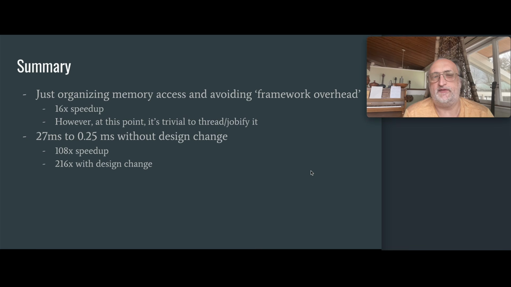So all we've done here really is we've organized our memory in a way that we know how it's allocated and control it. And we've removed some framework overhead by just doing the polling ourselves. And just that gave us a 16x speed up. But because that made it so easy to jobify now, we ended up with 108 times speed up without changing the design at all, and a 216 times speed up if we have that one little design change and decide that we don't want every monster to have its own max health and regeneration rate.